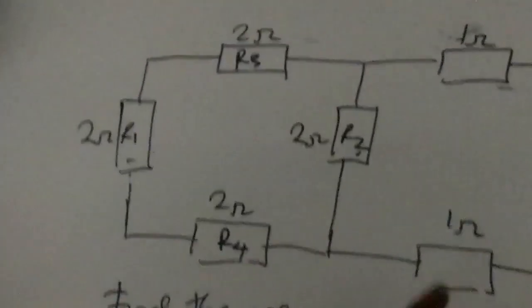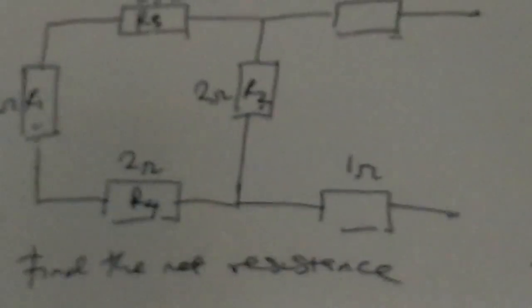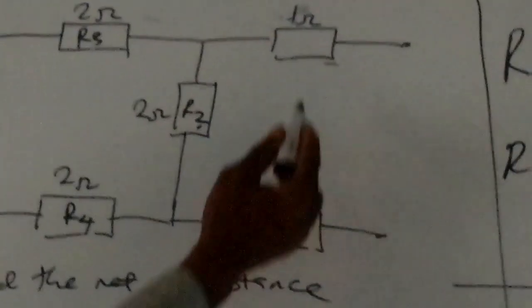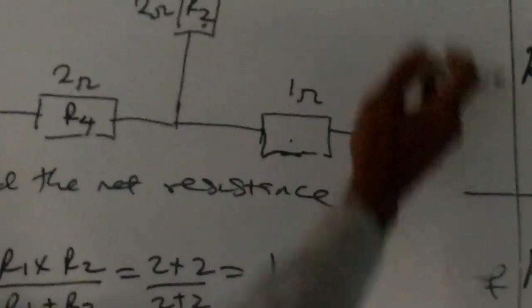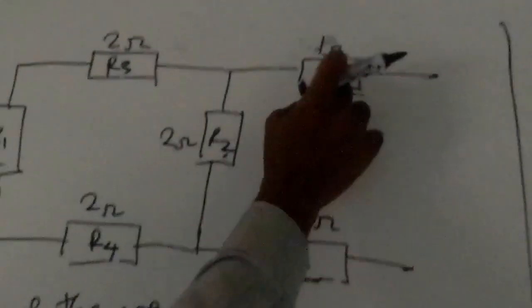Then what of these two? In what way are they connected? These two, are they in parallel? No, they are in series because this place is open. There's no wire here. So these two are in series.